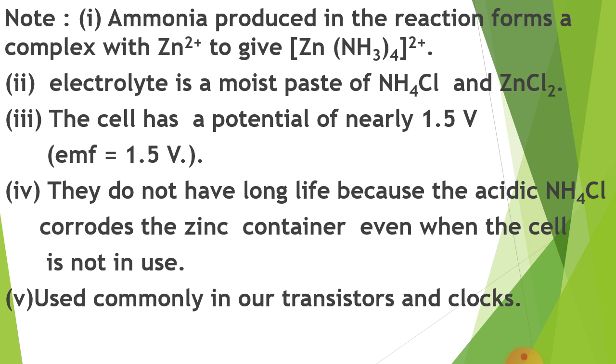One more question asked is why the voltage of this cell varies. The answer is the electrolyte, that is NH4Cl, reacts with the zinc container and corrodes it. That's why the voltage varies in this cell.